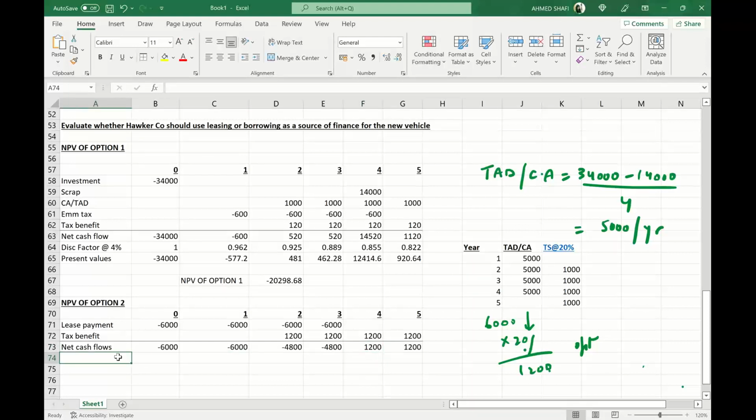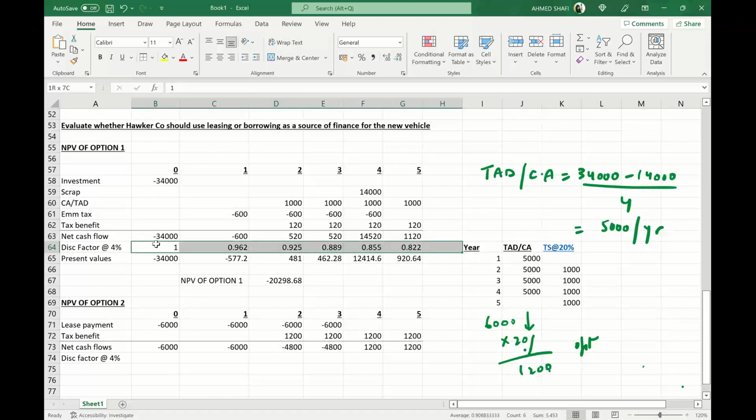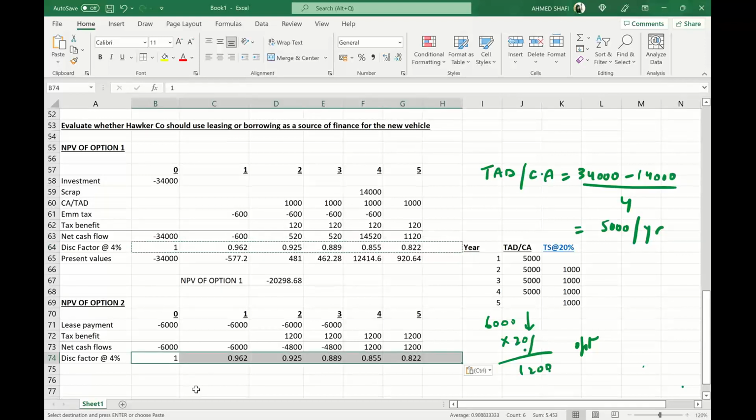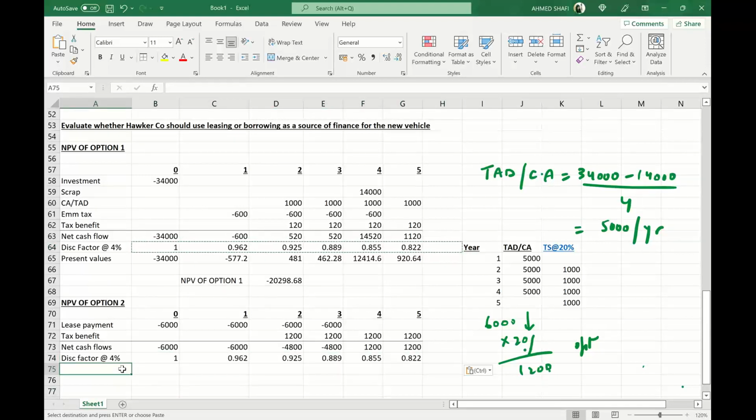These need to be multiplied by the discount factor again. 4% or 8%, both are acceptable. To match the answer, I'm just using 4%, but in my classes I used 8%, but here just to match I'm using 4%. You will get present values.